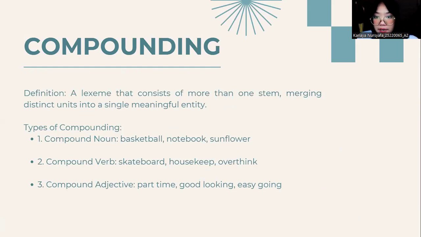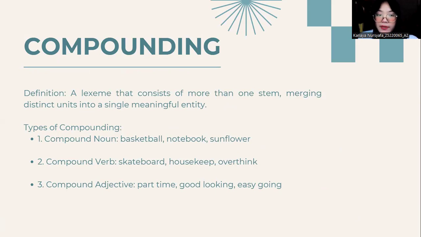The first process is compounding. Compounding is a process of combining two different words into one meaningful word. There are three types of compounding. The first type is compound noun. The examples are basketball, notebook, sunflower.